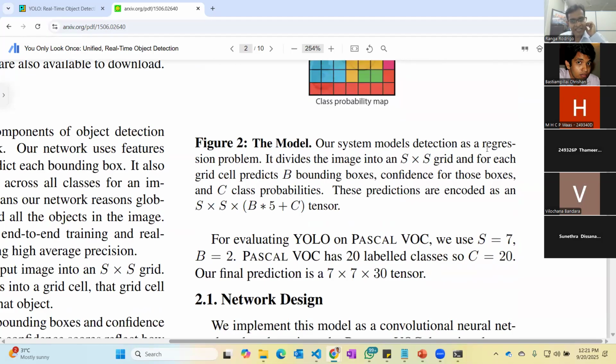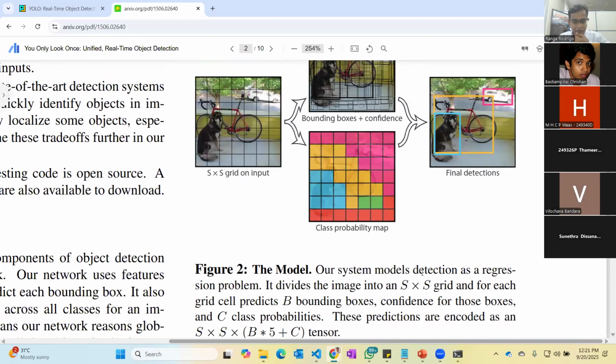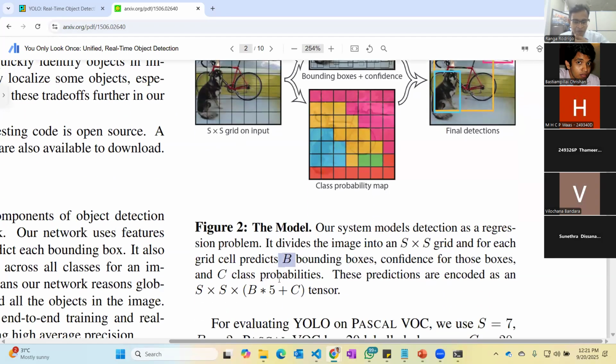Our system models detection as a regression problem. It divides the image into S by S grids. For each grid cell, it predicts B bounding boxes, confidence for those boxes, and C class probabilities. These predictions are encoded as an S times S times (B times 5 plus C) tensor. Now, this is the key thing that we need to understand.